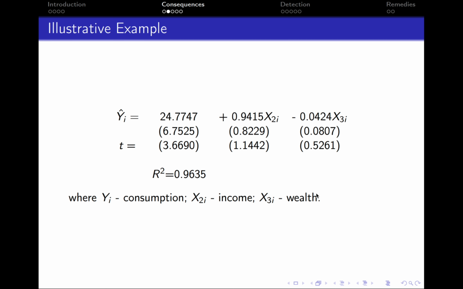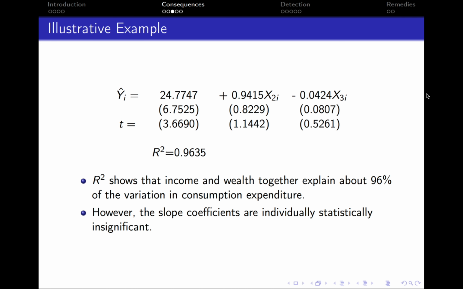On one hand, we have statistically insignificant coefficients, meaning that X2 and X3 do not explain y. But on the other hand, we get the result that 96% of the variation in y is explained by X2 and X3, which is kind of a paradox. So this is what I've just said.